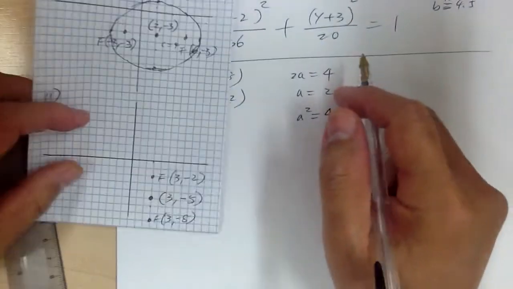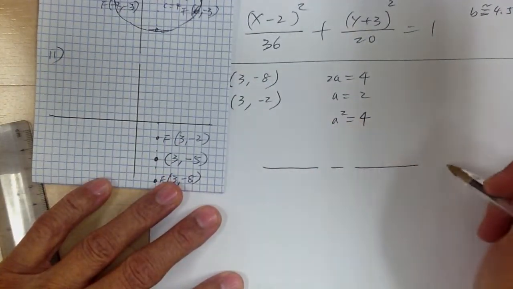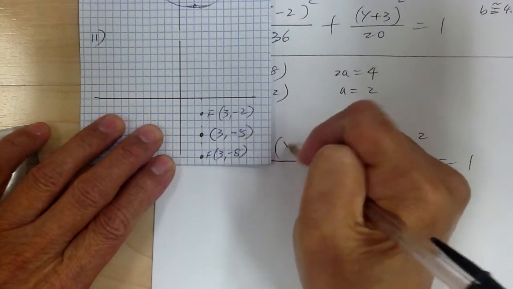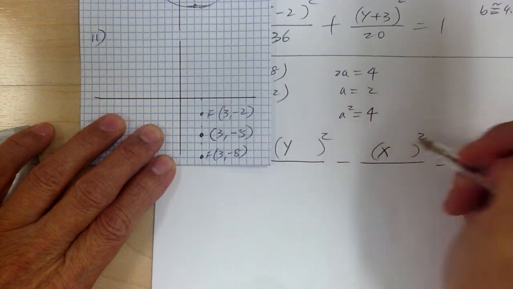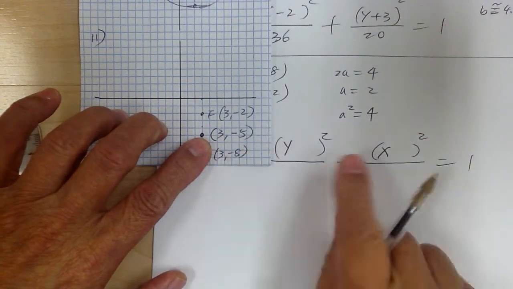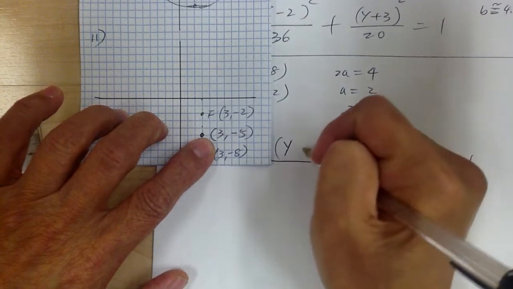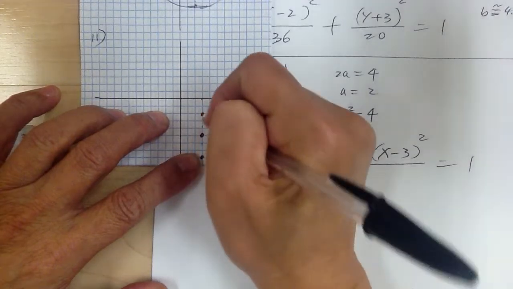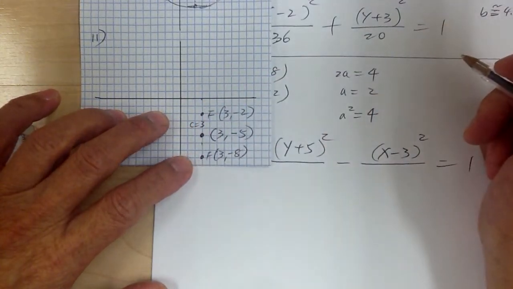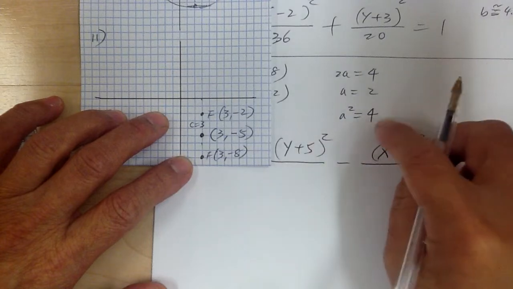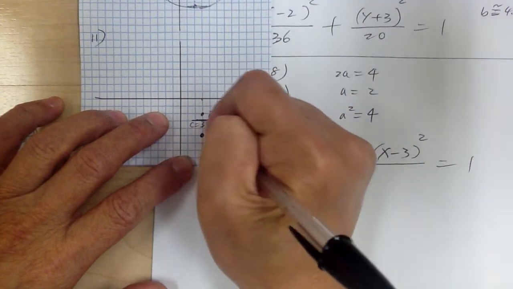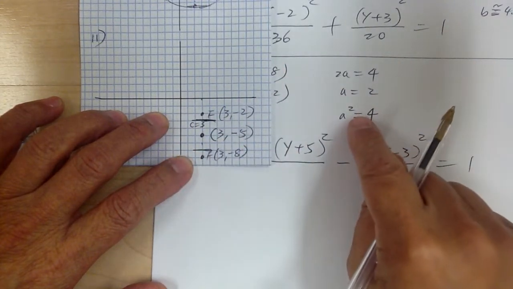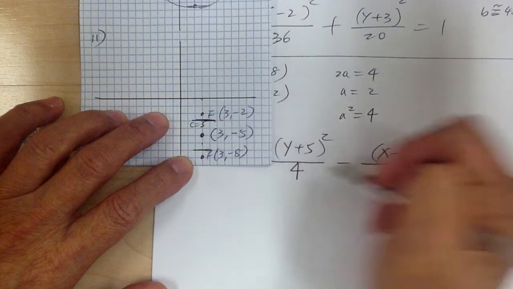So this is in the y direction. So go and get your template. In the y direction, y comes first, so y comes here, then x goes over here. Your center is 3, negative 5, so you have to watch your x and y. It will be y plus 5, x minus 3. Over here, c equals 3, and a equals 2, so your box is going to be right over here. Again, this is in the y direction, so a goes under the y. So 4 goes over here.